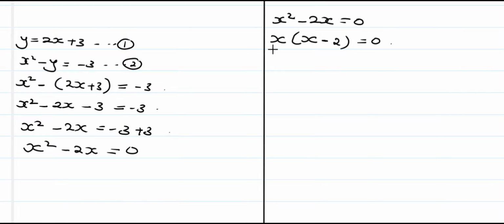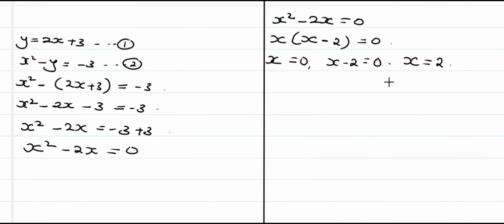Now that I have this, I can say this x here is equal to 0, and then again this x minus 2 is equal to 0. So this x minus 2, if I take 2 to the other side, it becomes positive, so it becomes 0 plus 2, which is 2. So in this equation, x can be 0 or x can be 2.